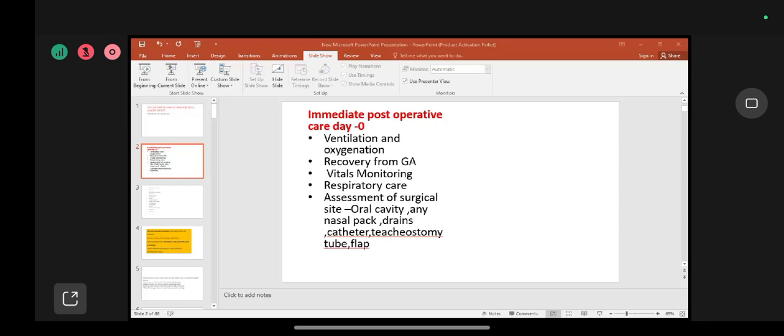Clearly explain to the patient about the procedure risks, benefits and outcomes, and align the patient's expectations with the healthcare professional's goals. So basically, post-operative care starts after the last suture and removal of surgical drapes.